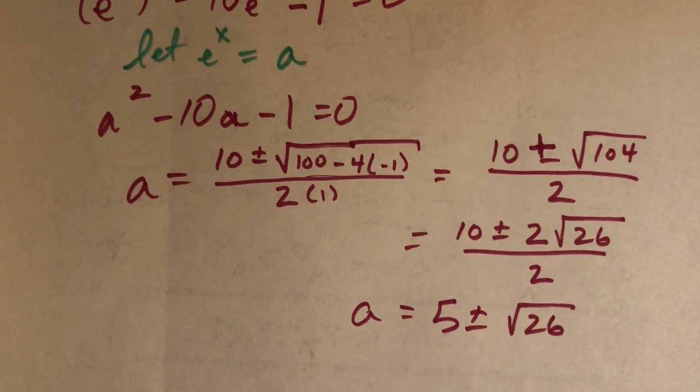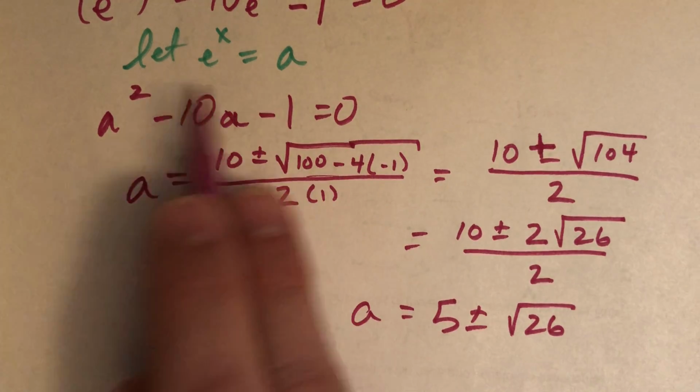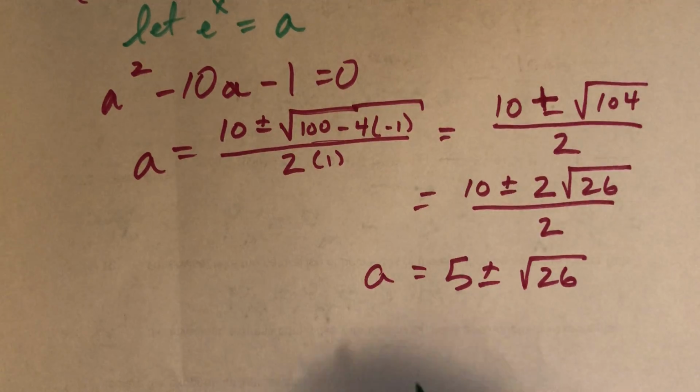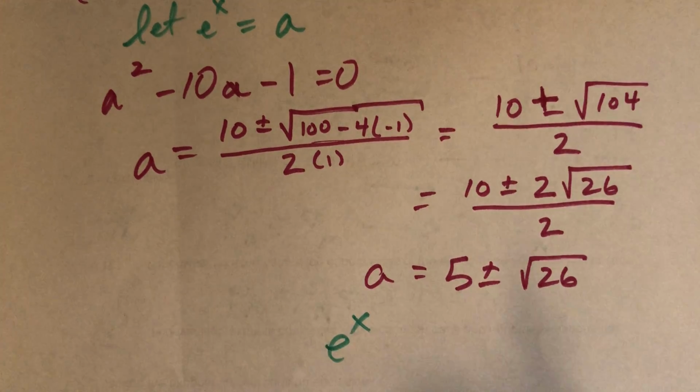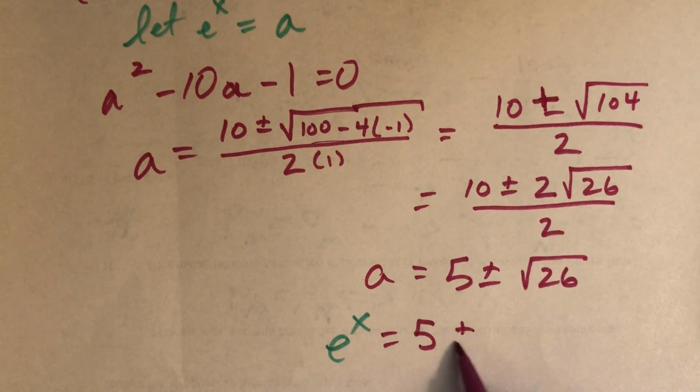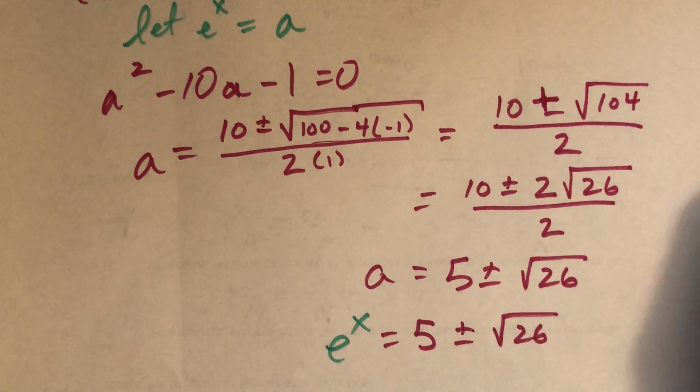But we didn't care about a. We cared about e^x, right? We wanted to know what x was. So we can go ahead and substitute back. We can say e^x now is equal to 5 plus or minus the square root of 26.